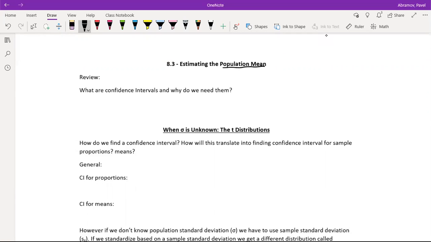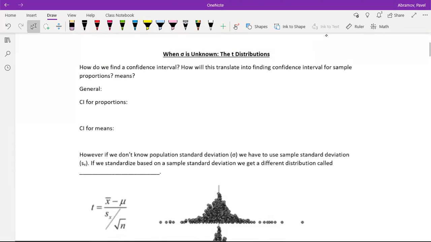Why do we need them? Well, that is one of the ways that allows us to predict what the true population value is. So we can never truly find the actual population value, but we at least can see the interval in which that value lies. So today we're discussing the confidence interval for means, and we are going to talk about a new distribution called the T distribution, and we'll discuss why we need to talk about this new distribution.